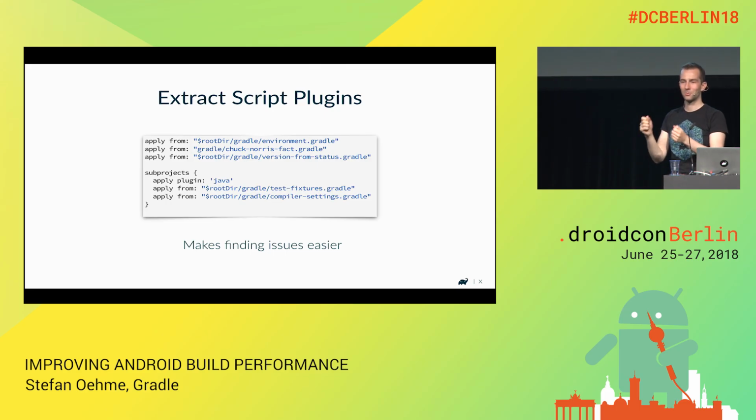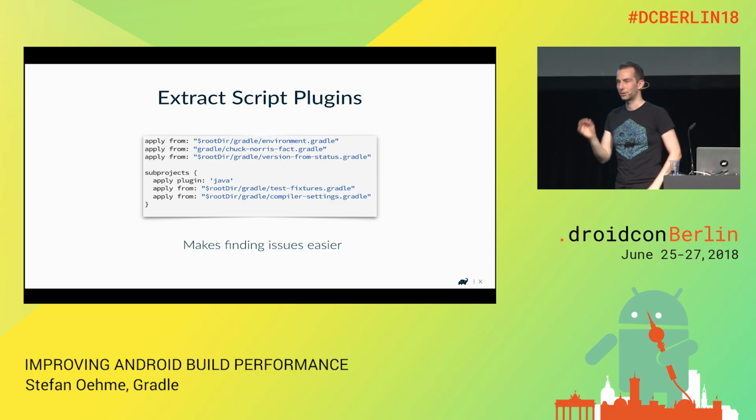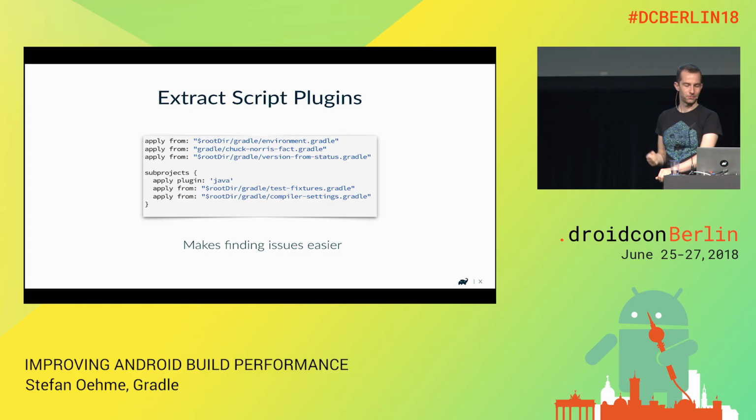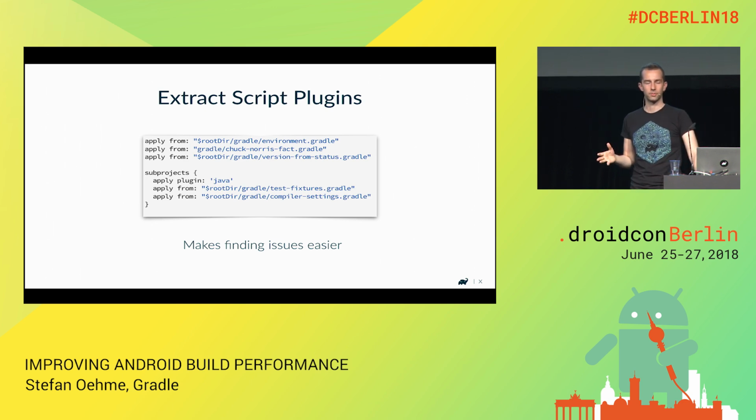Instead, extract small plugins for each, let's say, each domain-specific thing. Like, I have a plugin here for my test fixtures, and one for my compiler settings, and one for getting the version from my current Git revision, etc. This just makes it easier to find problems.